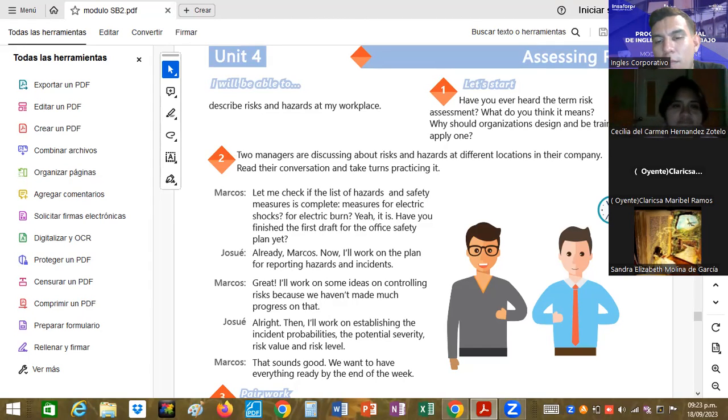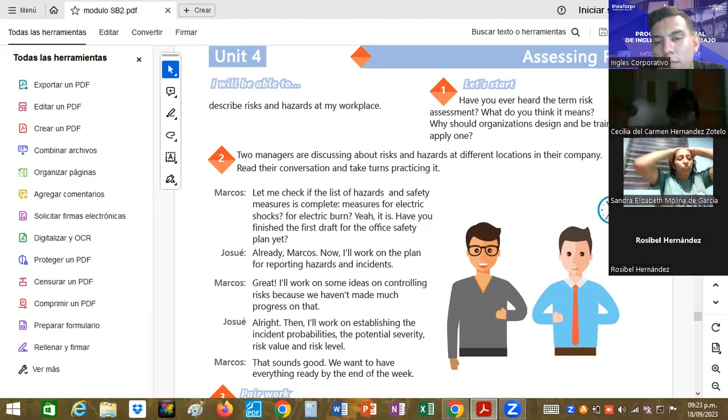Sandrita con Rosy. Hey Sandra, let me check if the list of hazards and safety measures is complete. Measures for electric shock, for electric burns. Yeah, it is. Have you finished the first draft for the office safety plan yet? Already, Marcos. Now I'll work on the plan for reporting hazards and incidents. Great. I'll work on some ideas on controlling risks because we haven't made much progress on that.